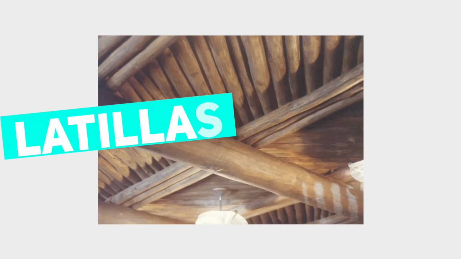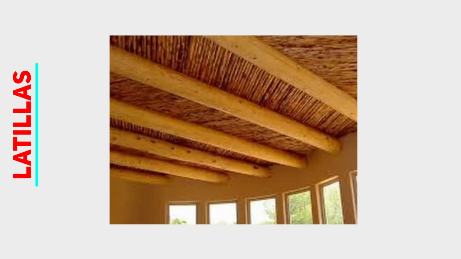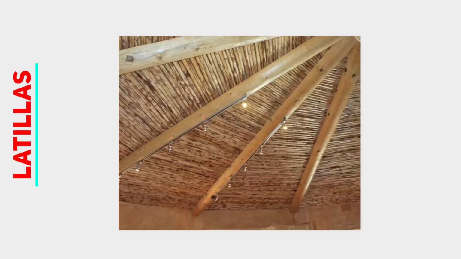In between the Vigas, a lot of times you'll see these cross type of wood that can be in different colors. Those are called Latillas, and they add a nice, interesting herringbone pattern, if you will, to the style of architecture here.